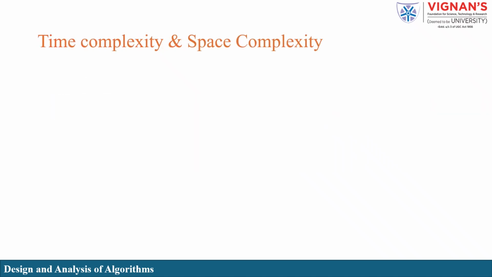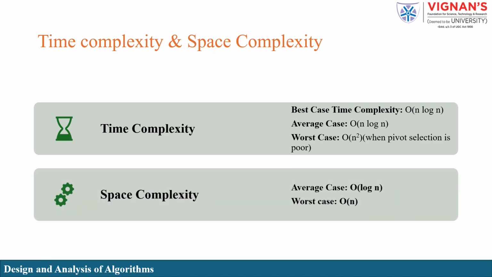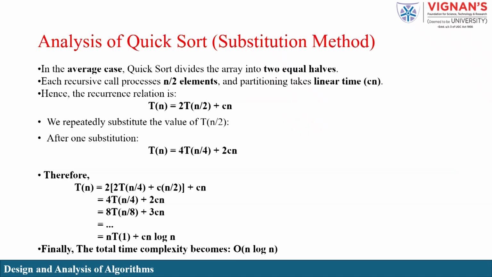In the best case, Quicksort has a time complexity of big O of n log n. In the average case, the time complexity is also big O of n log n. In the worst case, when the pivot selection is poor, the time complexity becomes big O of n squared. The space complexity is big O of log n on average, and big O of n in the worst case due to recursion.